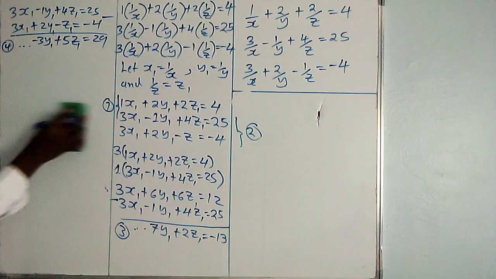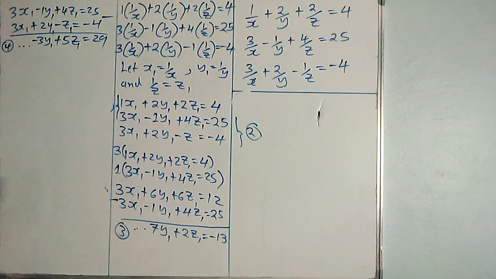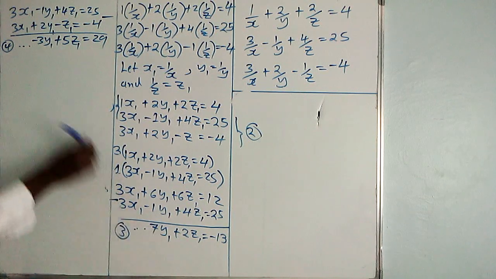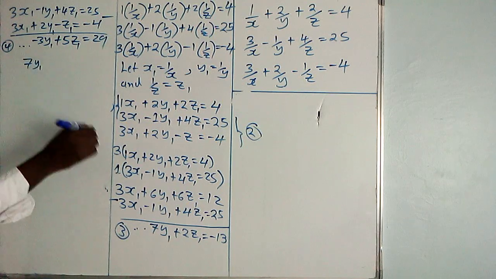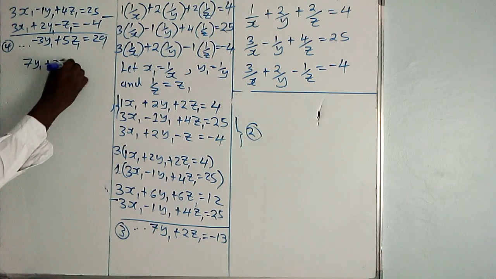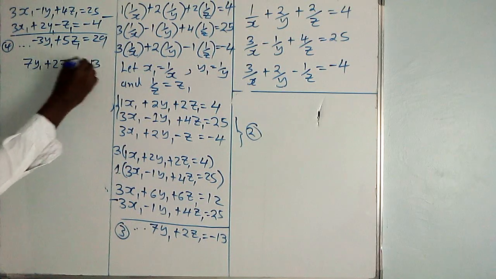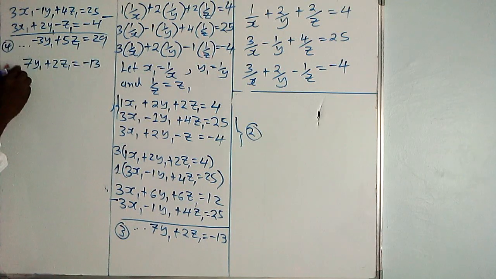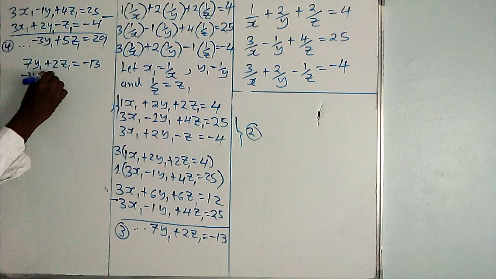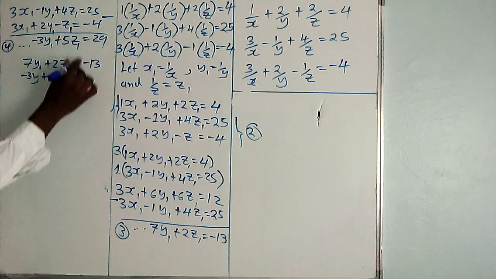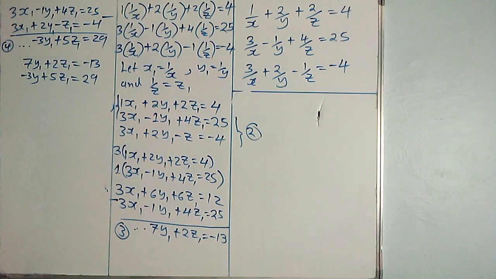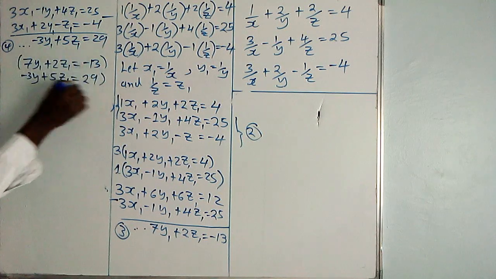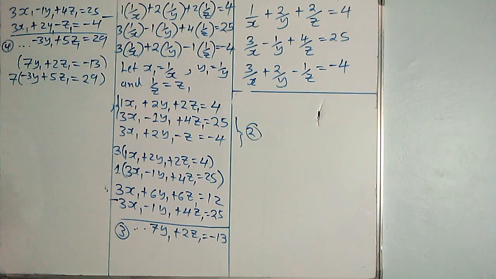So we now use equation 3 and 4 to eliminate y1 so that we get z1, isn't it? So equation 3 we had 7y1 plus 2z1 is equals to negative 13, isn't it? Then equation 4 we have negative 3y1 plus 5z1 to be equals to 29, isn't it? So the coefficient of y1 in the up equation is 7, meaning we multiply the down equation by 7, isn't it? The coefficient of y1 in the down equation is negative 3, we multiply the up equation by negative 3.